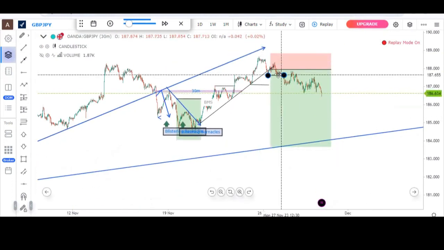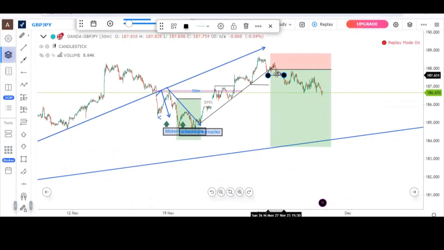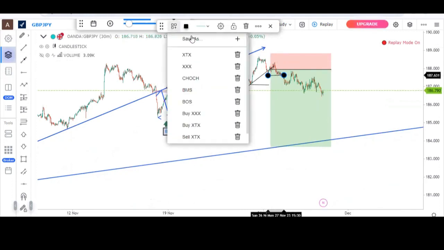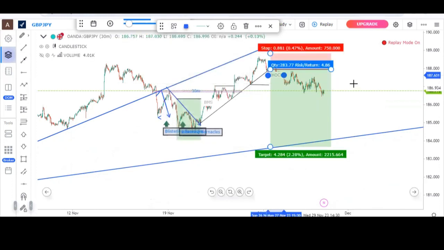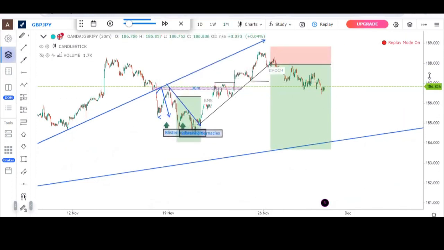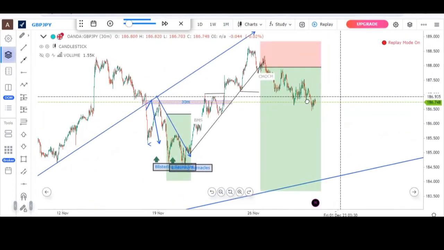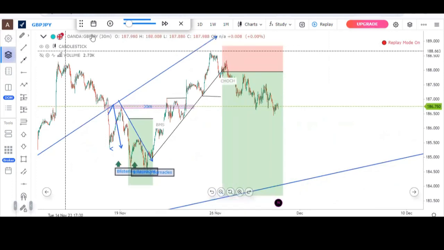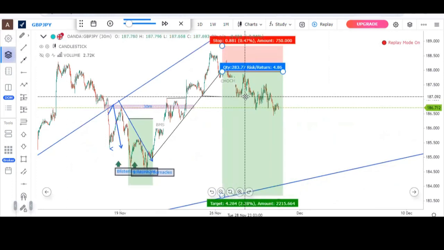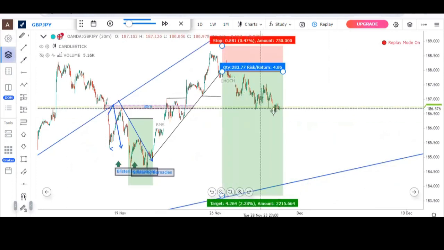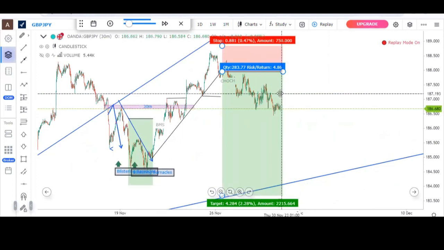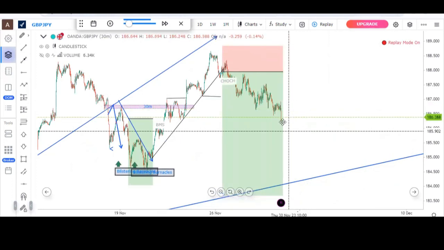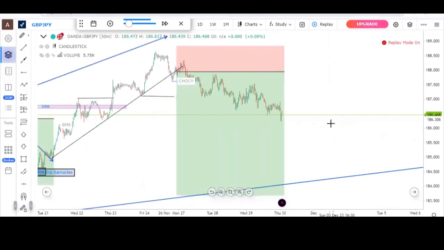You can see how the market gave us a change of character from here. Let me just mark that change of character. After giving you a change of character, it will now give you a break of market structure. You can see how the market broke the structure. Now the market has broken the structure, it will come back maybe to this place before pushing down, or it can just push down more.